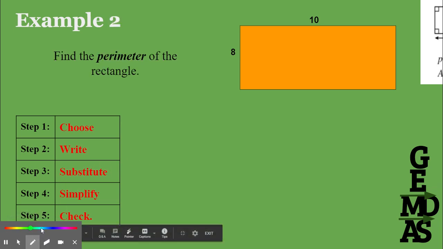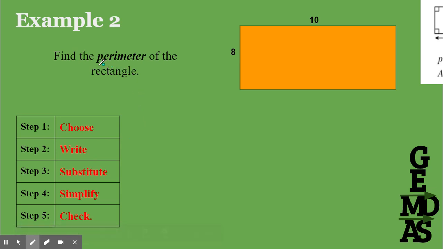All right, so let's do another one. This one says find the perimeter of the rectangle. Well, looking at the formula sheet, I see that the perimeter is equal to 2 times the length plus 2 times the width. Perimeter is the distance around a shape, a figure. It's kind of like a fence. How long is the fence? All right, so we chose our formula and we wrote it down.